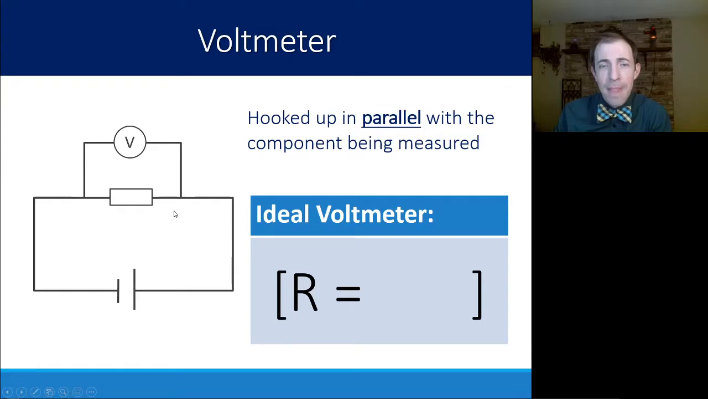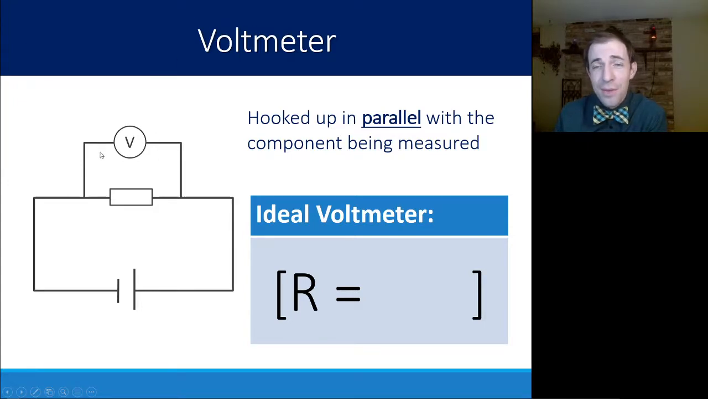Now, we don't want this affecting the circuit much at all, just like we didn't want the ammeter to affect it. And here, this is adding a parallel branch. It would change the circuit dramatically if a lot of current started flowing through that branch as well. Now we have two pathways for current to flow, and it's no longer the circuit we were trying to measure. We want this thing to be essentially invisible.